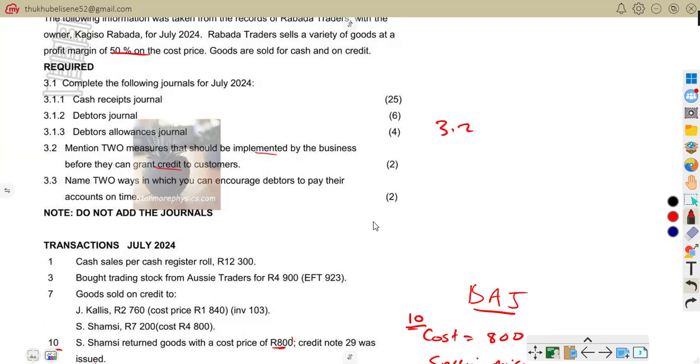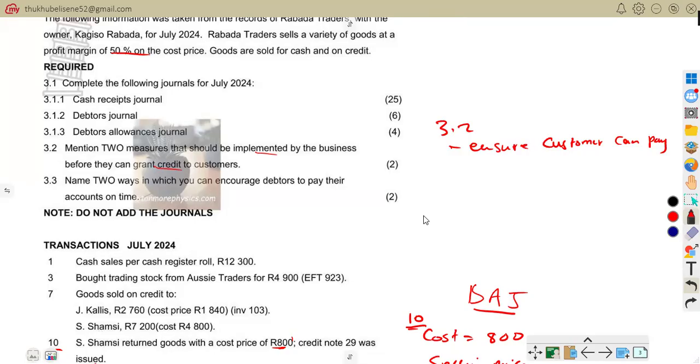They have to ensure that the customer can pay before they can grant credit. That is very important. So that is that, to avoid bad debts. Businesses have to make sure that they avoid bad debts.